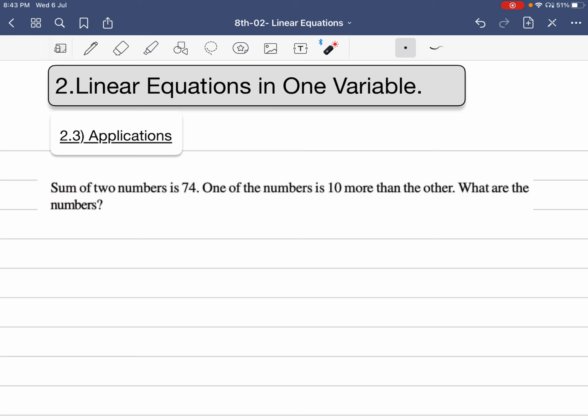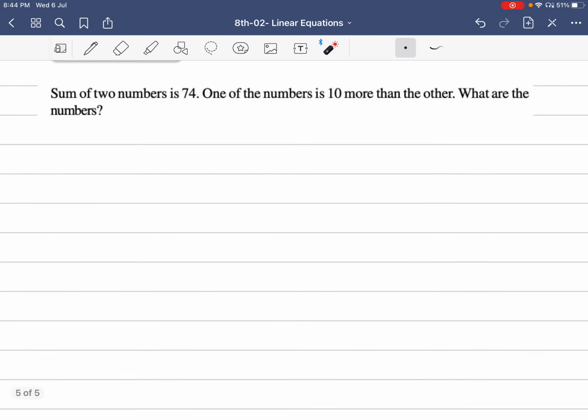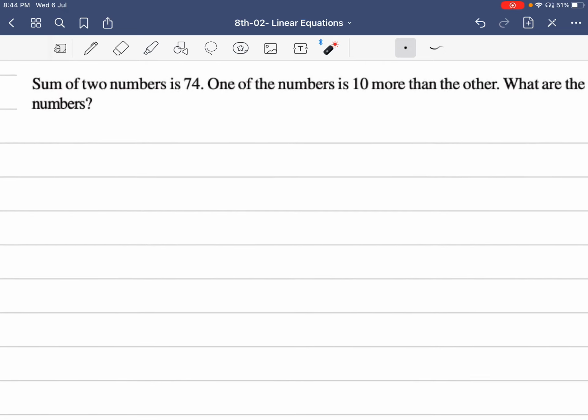So this is actually a very simple, straightforward problem which can be solved using a linear equation in one variable. We have to find two numbers. Okay. So let's see how to solve them. Now it says sum of two numbers is 74. One of the numbers is 10 more than the other. Which means, for example, if one number is 100, then the other number will be 110. If one number is 5, then the other number will be 15. 10 more than the other.